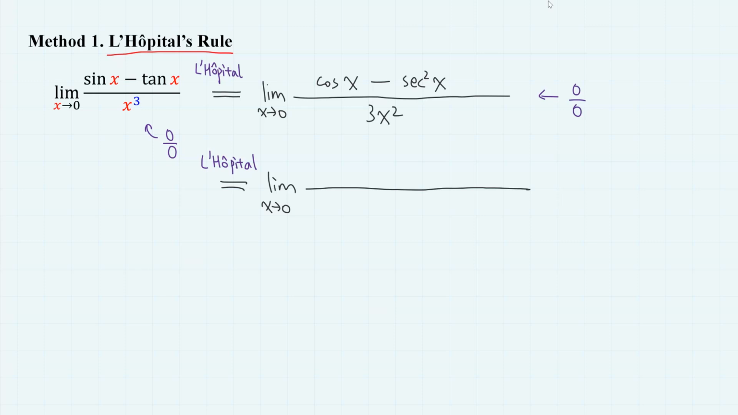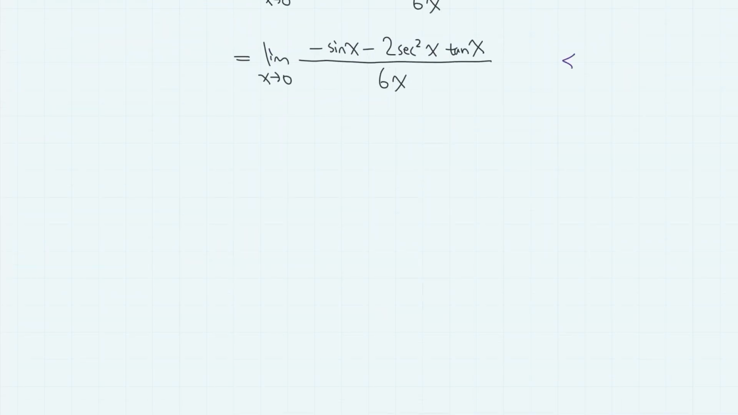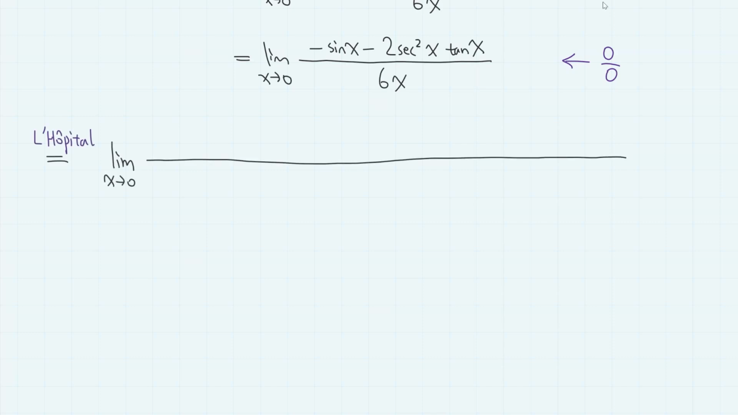So the derivative of cosine x is minus sine x, and as for the derivative of secant squared, we apply the chain rule. First, the power rule gives 2 secant x, then we have to multiply the derivative of secant x, which is secant x tangent x, and the denominator becomes 6x. So we have minus sine x minus 2 secant squared x tangent x divided by 6x. However, the limit is still in 0 over 0 form, so we apply L'Hopital's rule again.